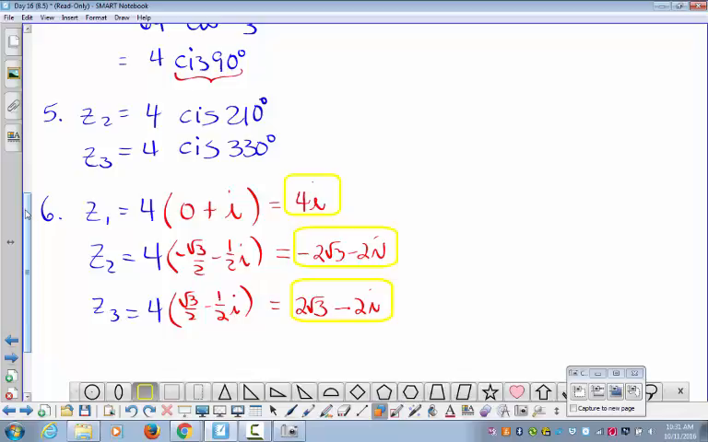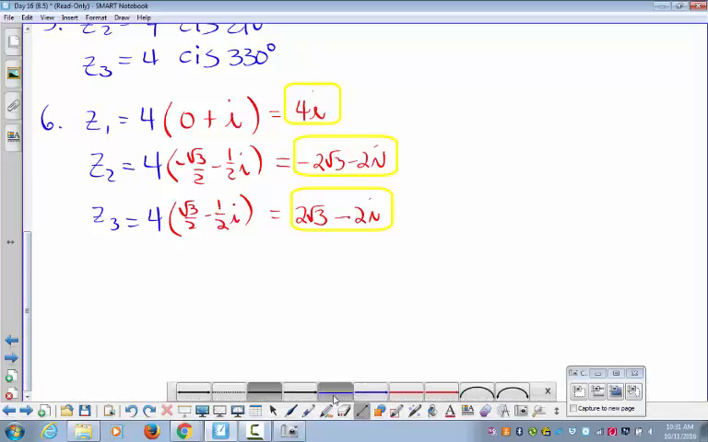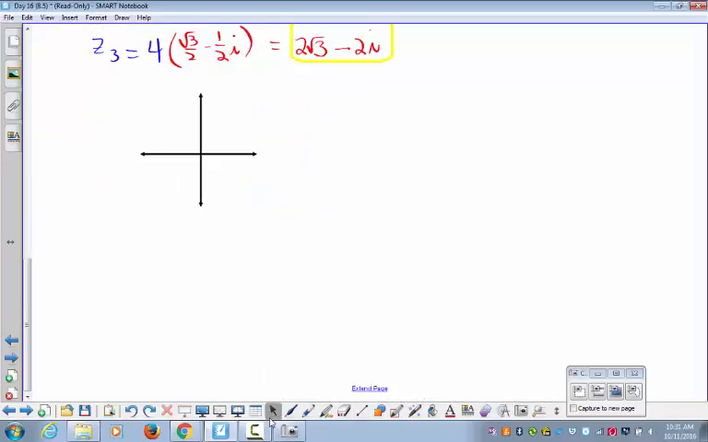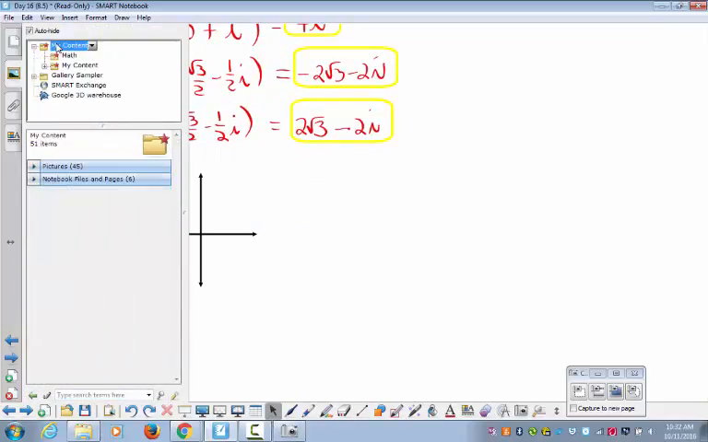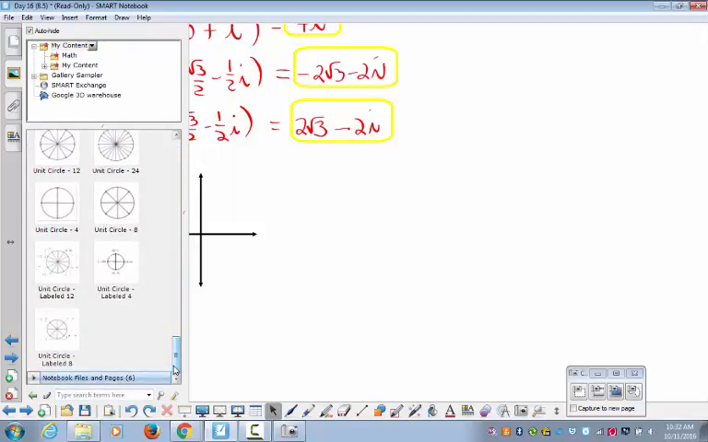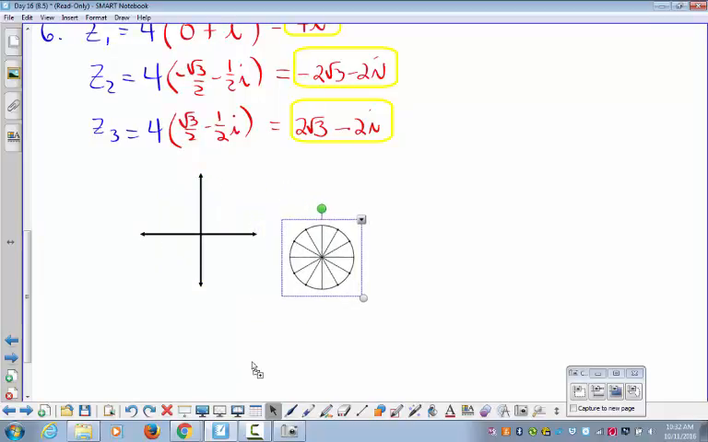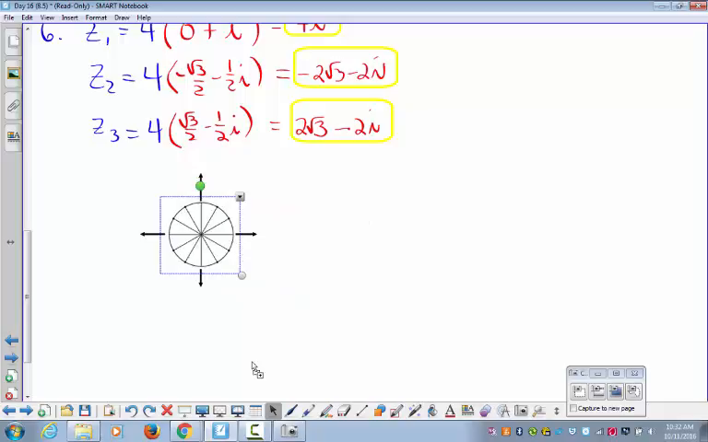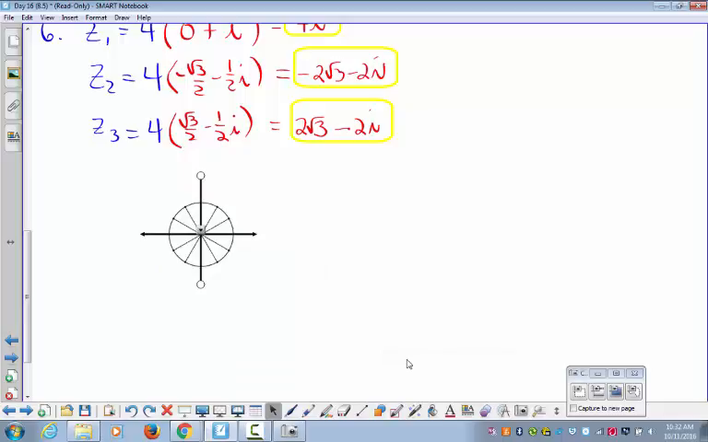If we were drawing a picture of these solutions, we would go to the complex plane, and these solutions are on a 12-sector circle, so we could put it behind it. So that 12-sector circle is going to give us our location.